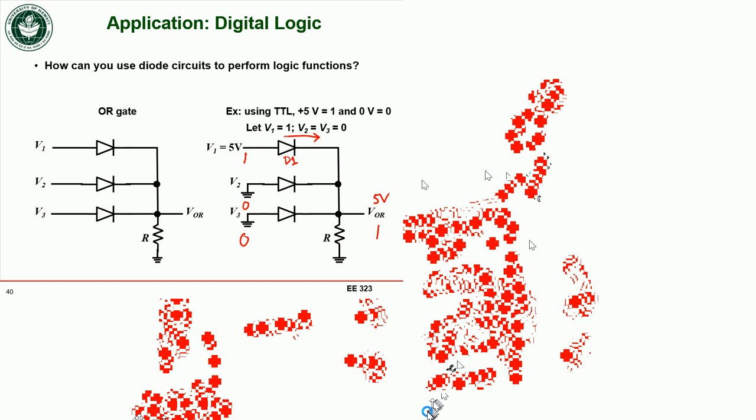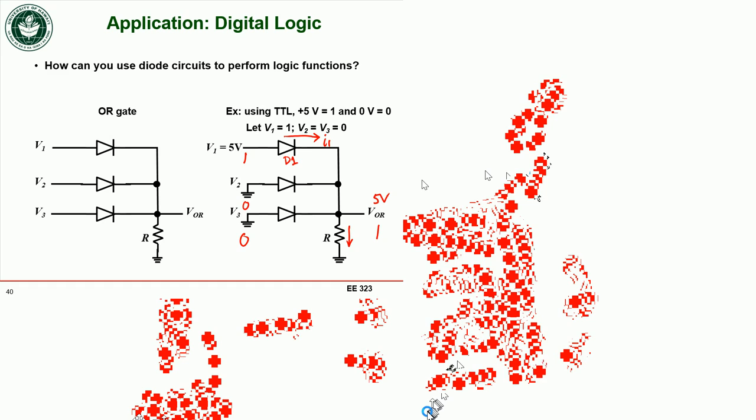I'm going to assume an ideal diode, so there will be no voltage dropped across here. And so that means voltage at this side is 5 volts, voltage at this side is also 5 volts. And that current, let's call this I1, will flow through resistor R and generate 5 volts at the output of my OR gate.